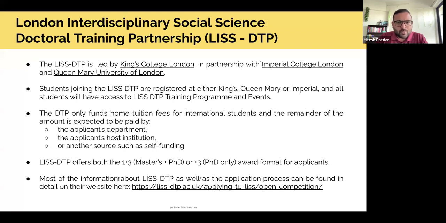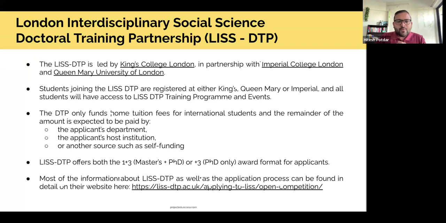So students who are joining LISS DTP are, as I said, registered at King's, Queen Mary or Imperial. And unfortunately for LISS DTP, you need to have either an unconditional or conditional offer before you apply for it. So make sure that you are applying to the university earlier than the deadline.